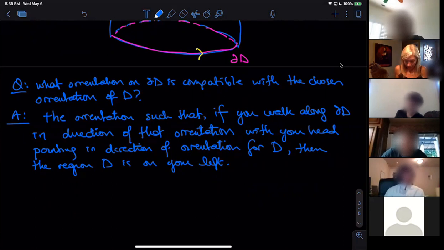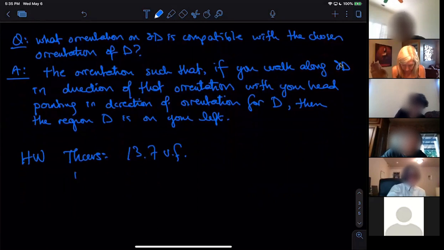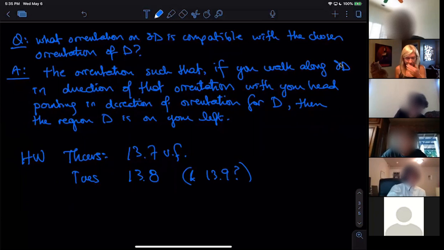We'll do some practice. For now, the homework for tomorrow: now you can do 13.7 vector field. And then for Tuesday, we'll be able to do 13.8, and then maybe 13.9, I don't know. But definitely 13.8. So this is sort of foreshadowing what's coming up.